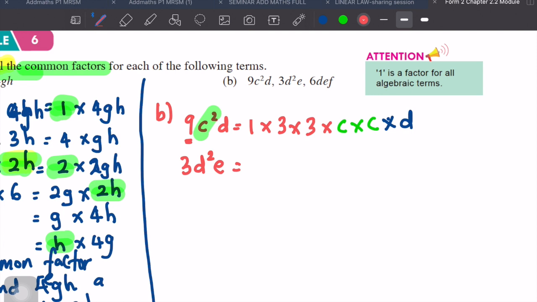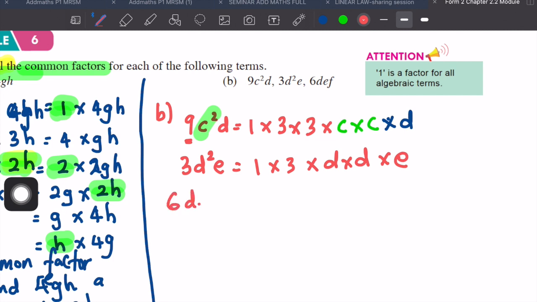Okay, sama. Mesti ada 1. Okay, times 3. Okay, then kita ada D square. D square pecahkan. So, kita ada D times D. Last kali ada 1 E. Only 1 E times E. Last one, 6DEF. So, 6DEF.